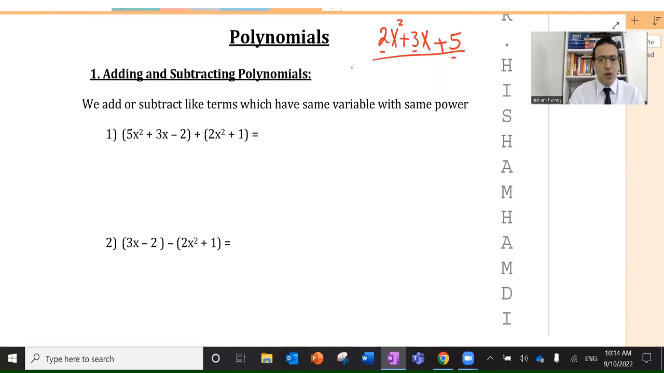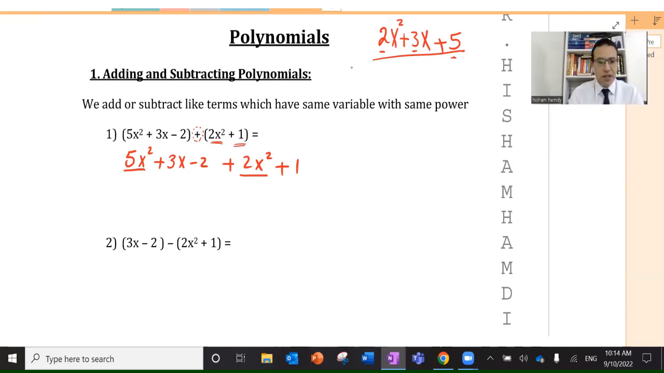As we can notice, I have a positive sign outside. If I have a positive sign outside the bracket, all I have to do is write down these two brackets again without changing the sign. So I didn't change the sign of 2x squared. I didn't change the sign of 1. Then I'm going to underline the common or the like terms. What do I mean by like terms? The ones that have the same degree.